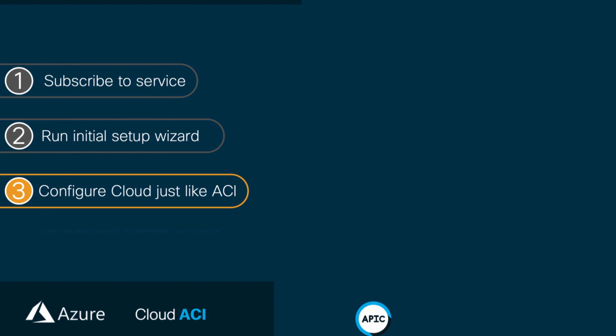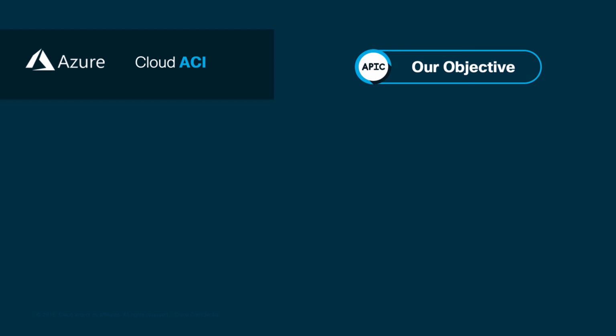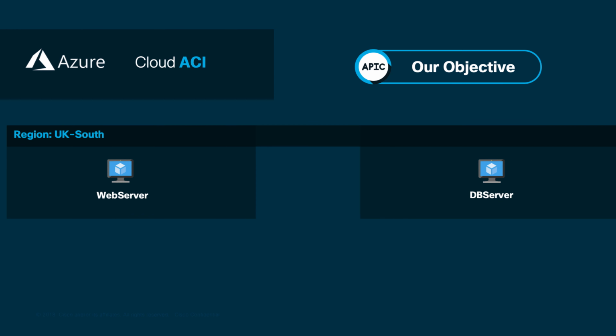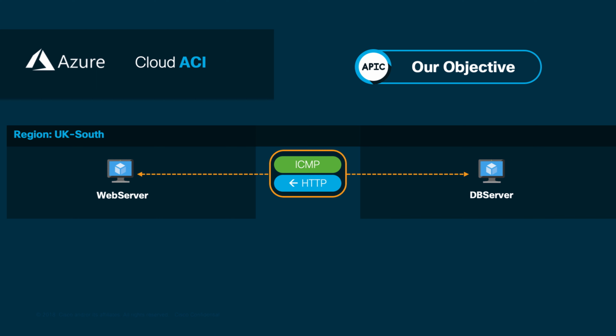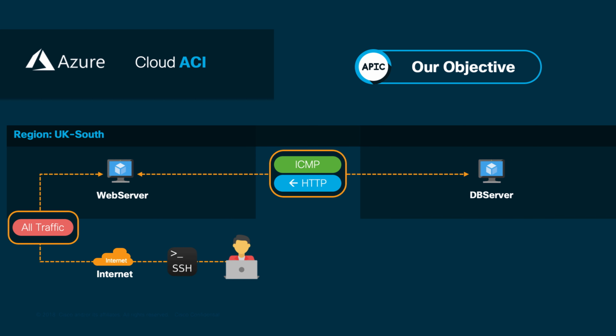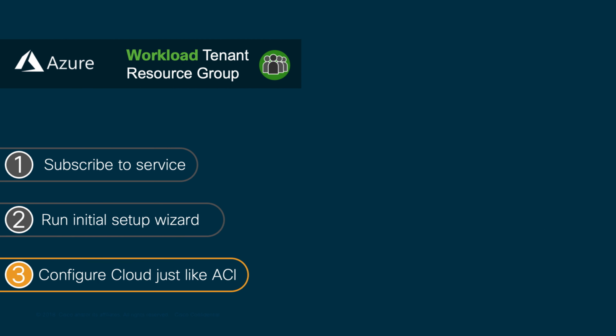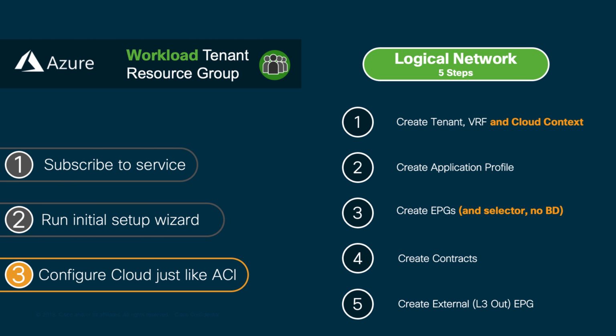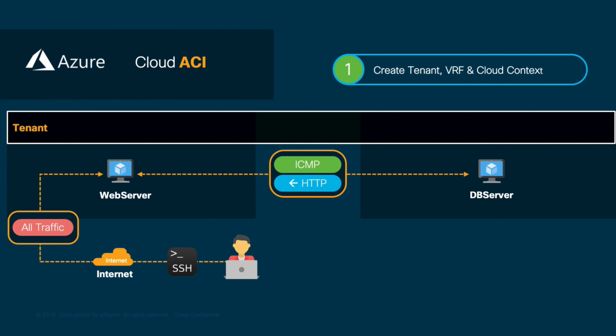If you remember, our objective is to provide connectivity between web and database server instances running on Azure, and to also provide access from the internet to the web server through SSH. In order to accomplish this, we will follow our 5 well-known steps, and we will start by creating a tenant. In our case, we will be sharing the same subscription with our infra tenant, where Cloud APIC has been deployed.